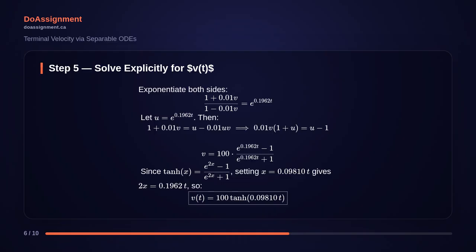Exponentiating both sides and solving algebraically for v, we find v of t equals 100 times the quantity e to the 0.1962 t minus 1 divided by e to the 0.1962 t plus 1. This is exactly 100 times hyperbolic tangent of 0.09810 times t.